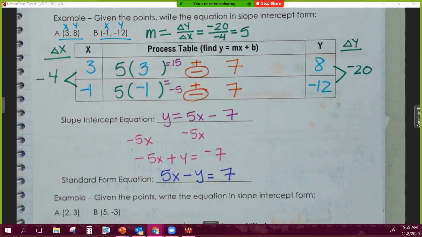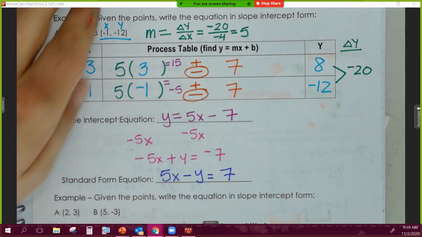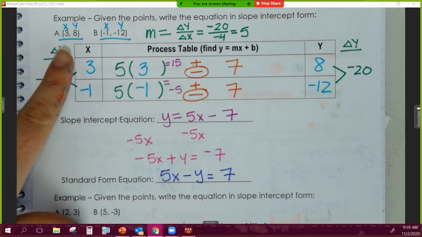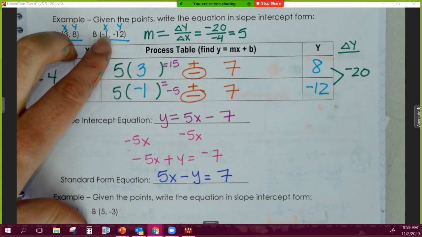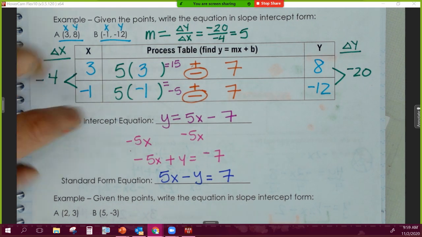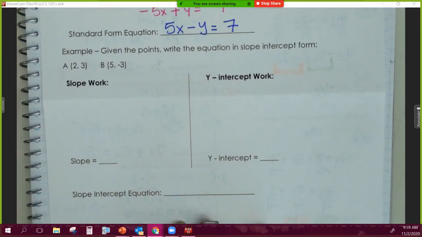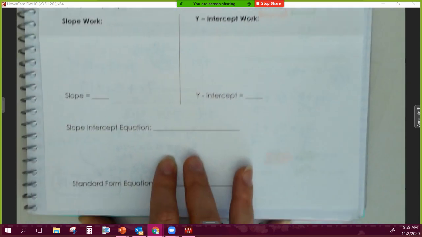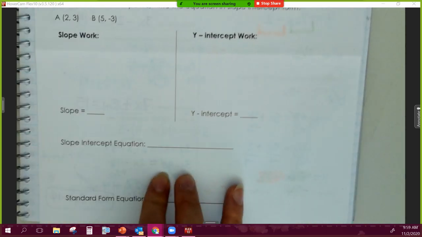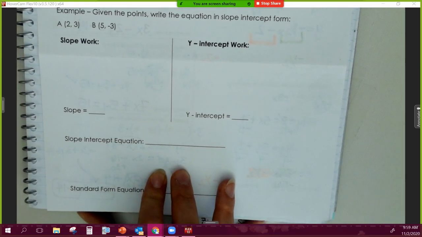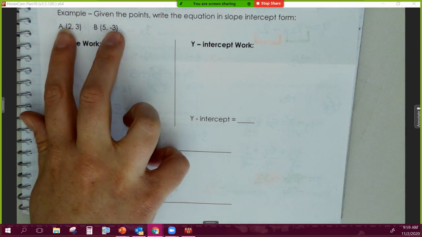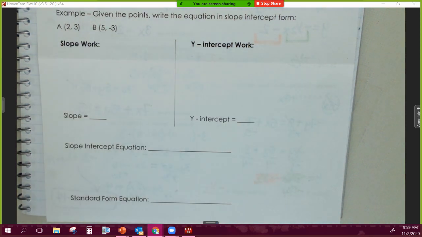All right, last example. So process table, this is one method for how you can deal with a question that gives you 2 points and wants your equation. Below is just another method. So you can use either. I'm cool with either. So it gives us 2 points, wants our equation again. So this time, we're going to be a little bit more direct. We're just going to get our slope and get our y-intercept by solving.